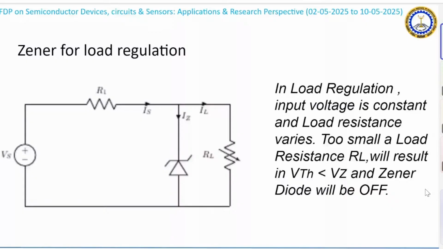Next one is the load regulation. The previous case was when we were varying the input. In this case, we are going to vary the output. Load regulation means we are going to regulate the load, whereas in the previous case we were regulating the power supply. So in this case, R1 and Vs are fixed, and now the load is going to vary.